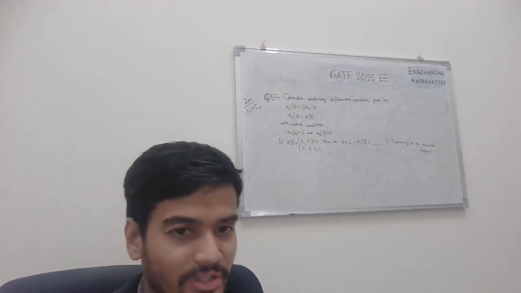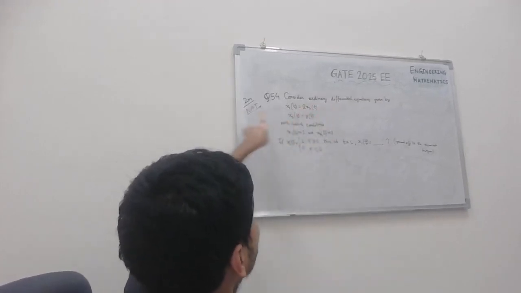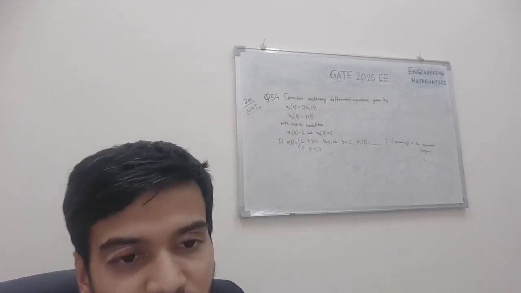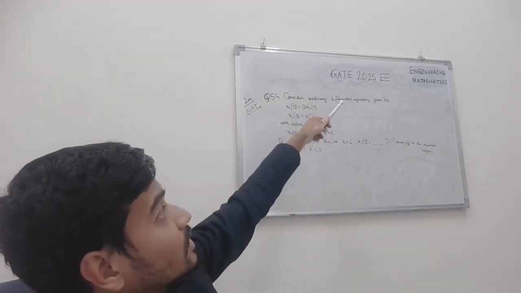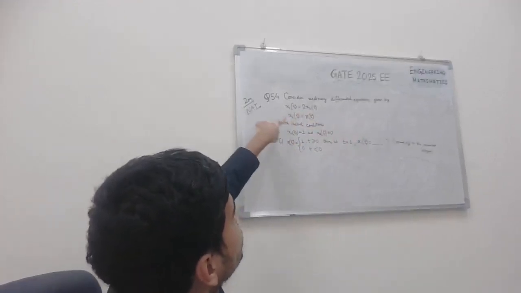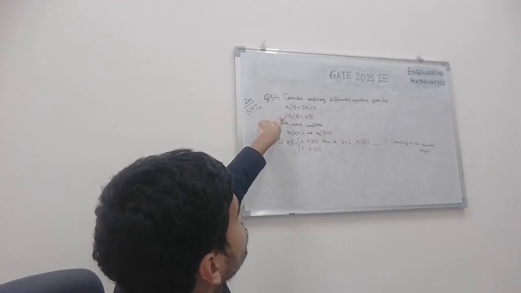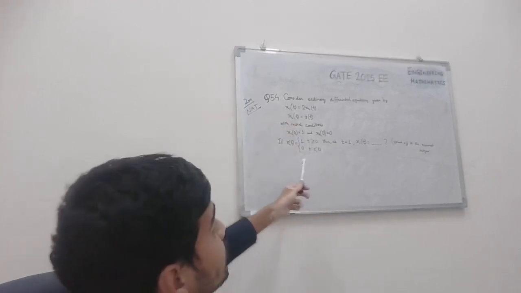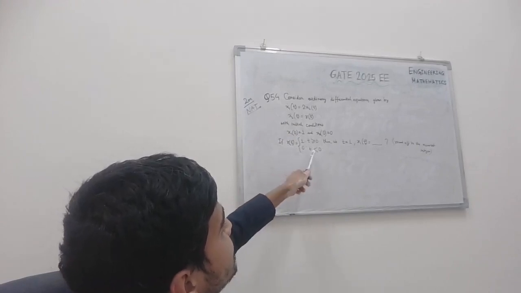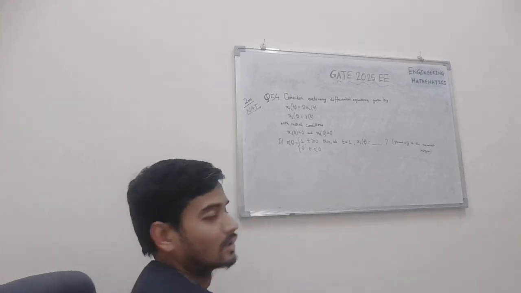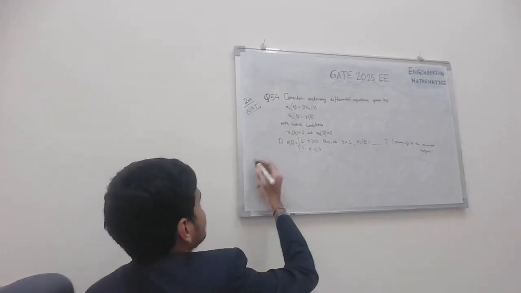Hello viewers, moving to the next question. Question number 54 in the master question paper. This is from engineering mathematics. The question is given as: consider the differential equation x1 dot equal to x2, x2 dot equal to r, with x1(0) equal to 1 and x2(0) equal to 0, and r equal to the unit step. Let's solve this differential equation.